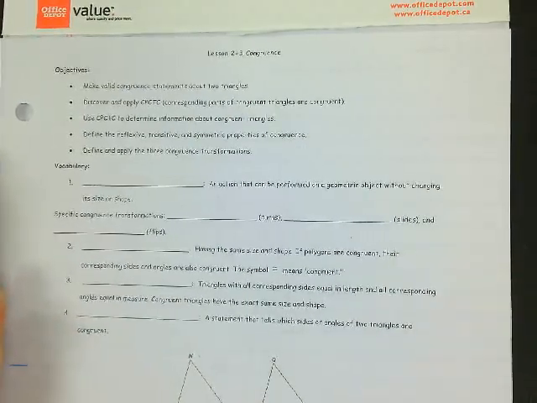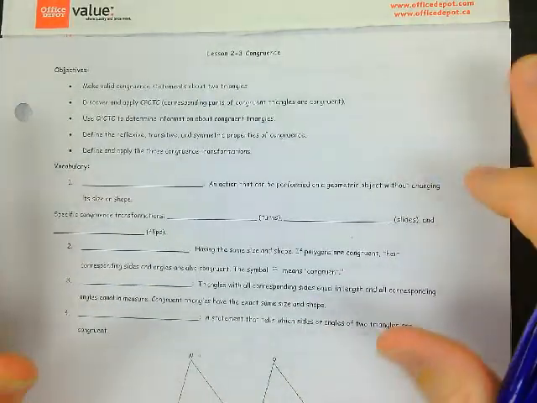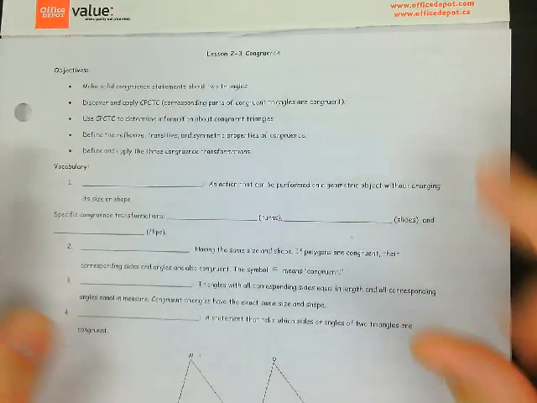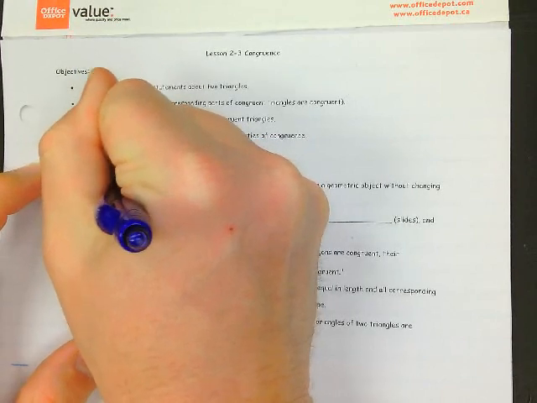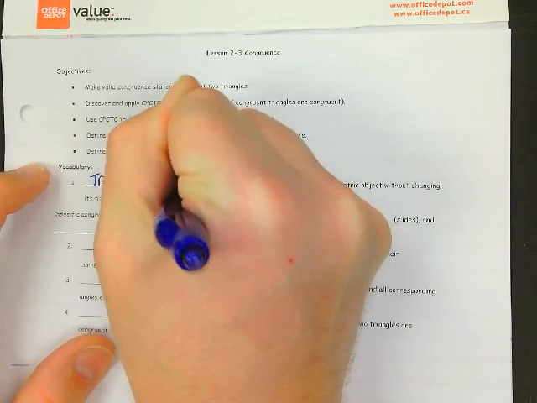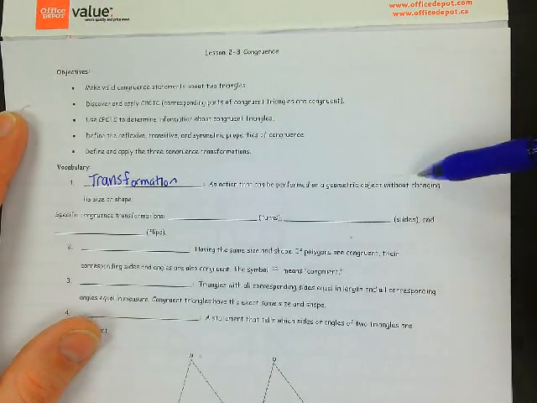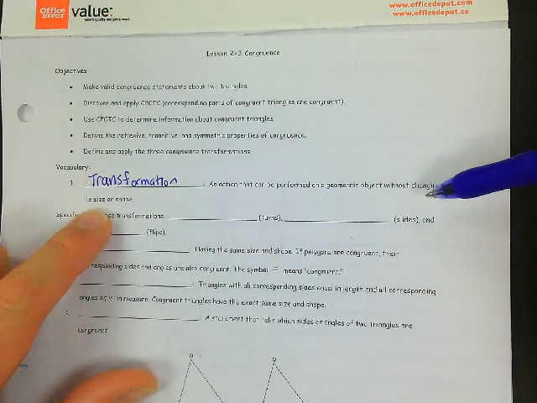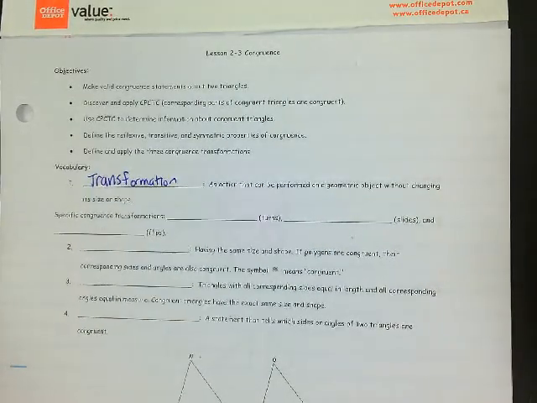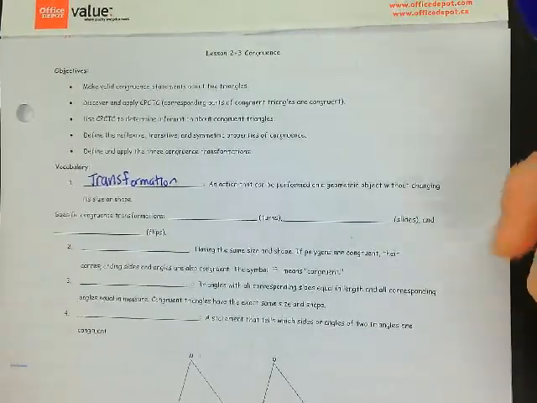Okay? Well, in order for two shapes to be congruent, there has to be some kind of movement that you can make to move one object on top of another. We call that a transformation. A transformation is an action that can be performed on a geometric object without changing its size or shape. In other words, it's going to be the exact same size and the exact same shape. It's not going to change from a triangle to a rectangle, and it's going to be the same size.